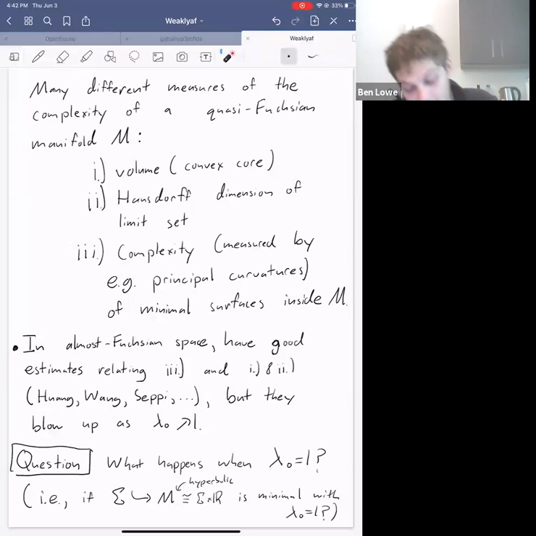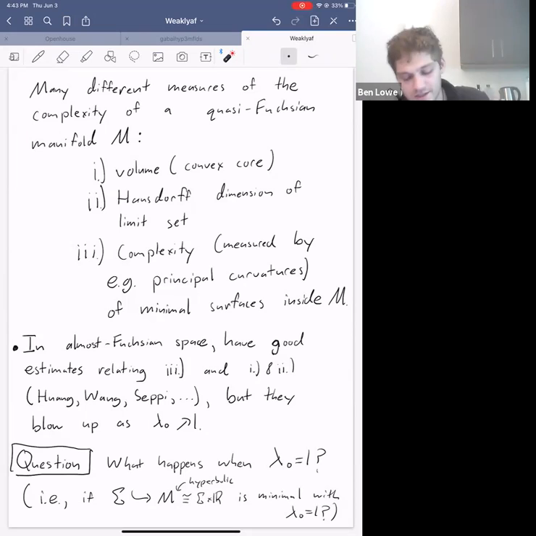Another way is you could look at the Hausdorff dimension of the limit set, right? We get this Jordan curve in S2 from any quasi-Fuchsian manifold, and that has Hausdorff dimension bigger than 1 in general. As quasi-Fuchsian manifolds are degenerating, the Hausdorff dimension is going to maybe be approaching 2, like you're approaching a space-filling curve. How far away you are from being a space-filling curve, as measured by your Hausdorff dimension, is one way of talking about how complicated you are.